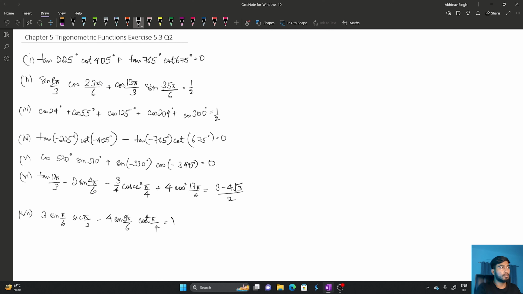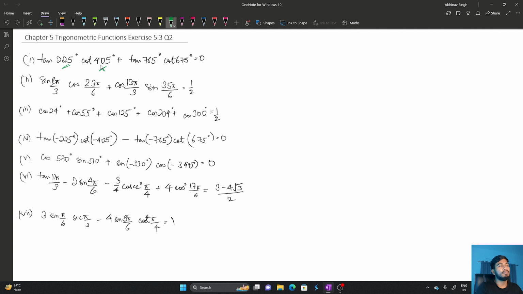Let's see question number 2 of exercise 5.3. In this question we need to solve the value of trigonometric functions at some given angles and prove the right hand side. By seeing the angles, we see 225 degree, we see 405 degree. So the intuition here is you have to use allied angles and find the value of these trigonometric functions.